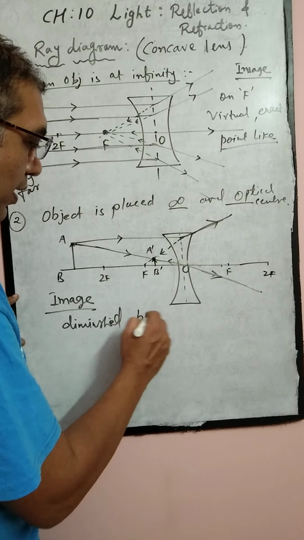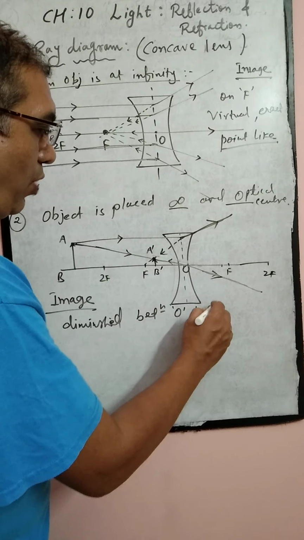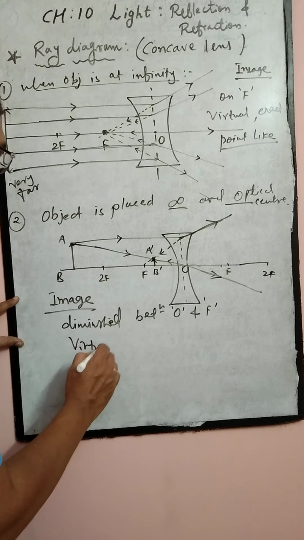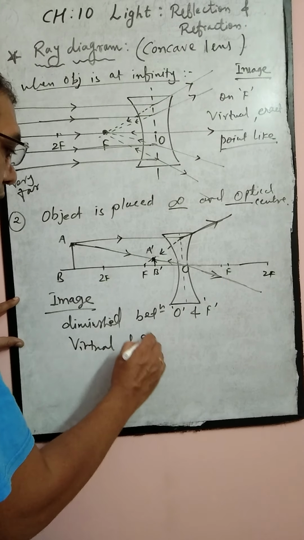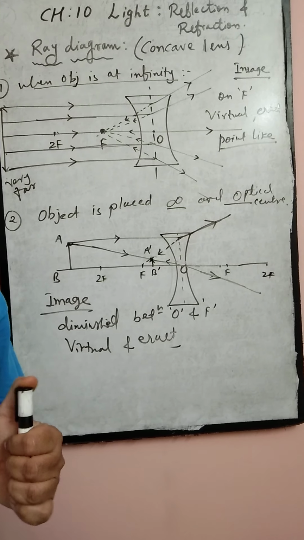Formed between the optical center and focus point. But what will the nature be? Virtual and erect. So a virtual and erect image is formed, highly diminished, between O and F for a concave lens. These are the image ray diagrams for the concave lens. Thank you.